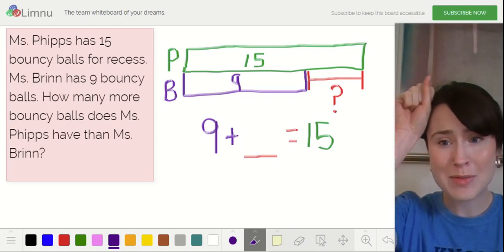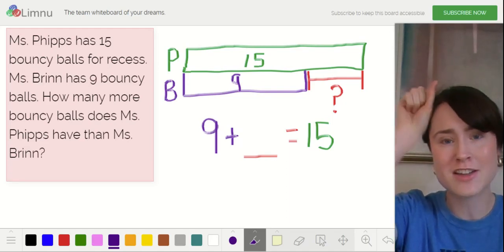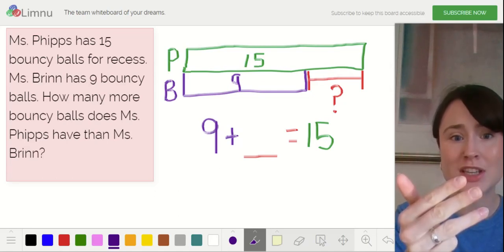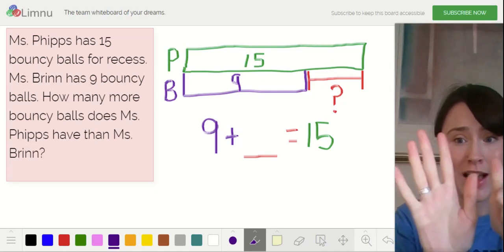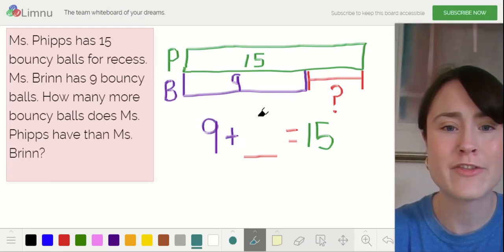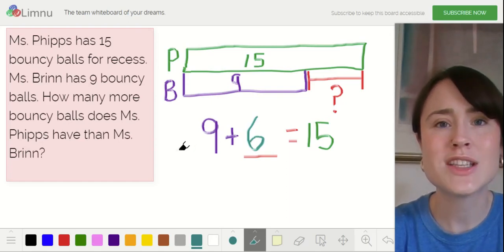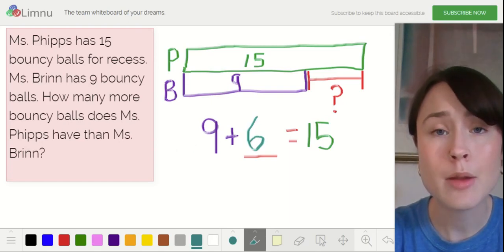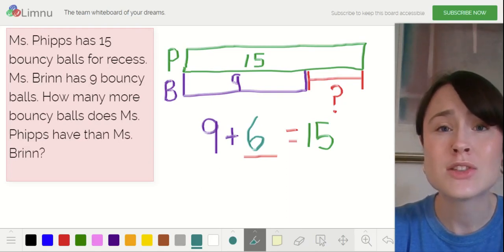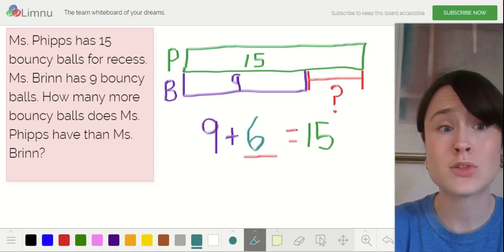All right, I could catch 9 in my brain and see how many more I need to count on to get to Miss Phipps' number, 15. 9, 10, 11, 12, 13, 14, 15. I counted on 6. Ooh, and a lot of you knew that power fact. 9 plus 6 equals 15. Now this is the trickiest part. I really want to push us as mathematicians to not just stop there. I want us to use the answer that we found to actually answer the question from the story.